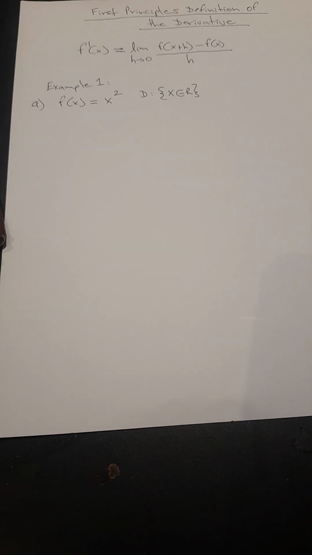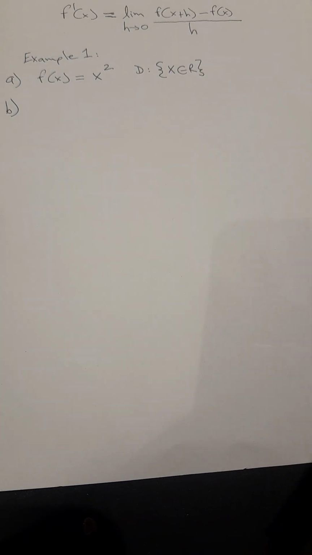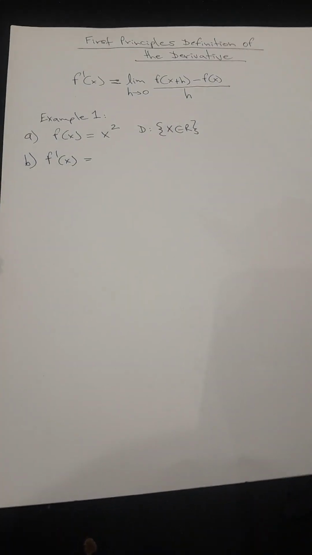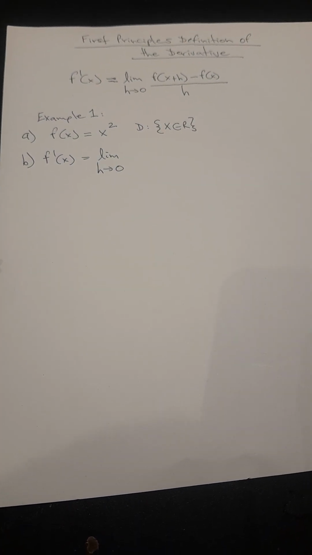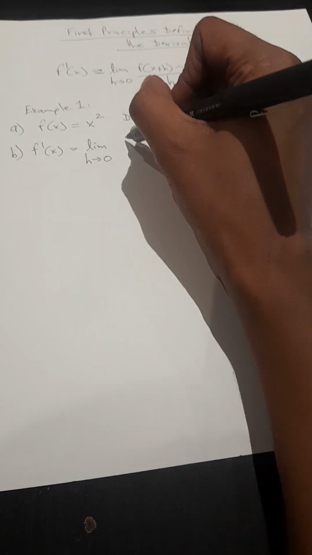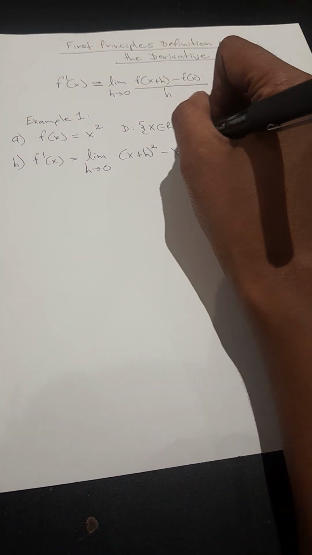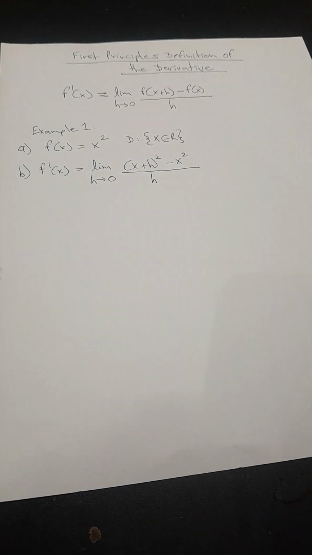And then for part B, we're going to do the first principles derivative of this function. Okay, so let's try that. We're going to use this definition of the derivative function. So f prime of x equals the limit as h approaches 0. Into the f of x equals x squared function, I'm going to substitute x plus h. So we're going to do x plus h squared minus x squared, which is the f of x function, and the whole thing is over h.